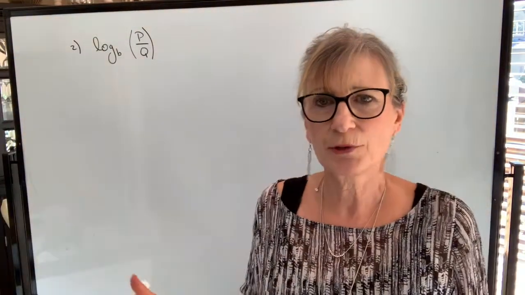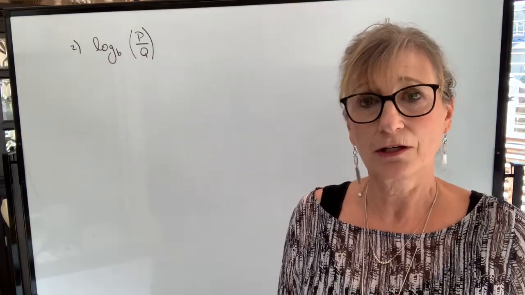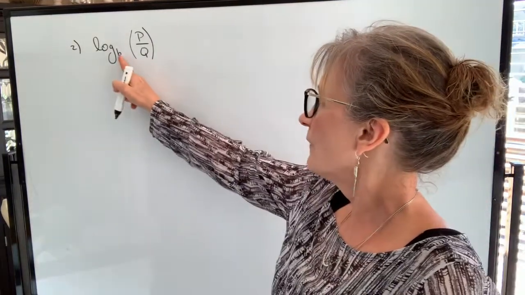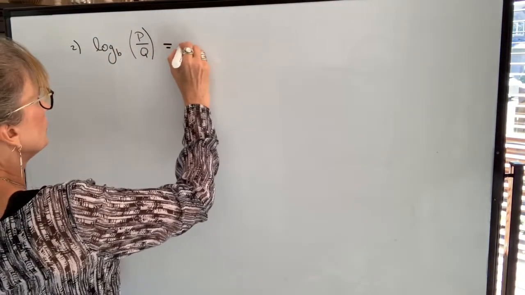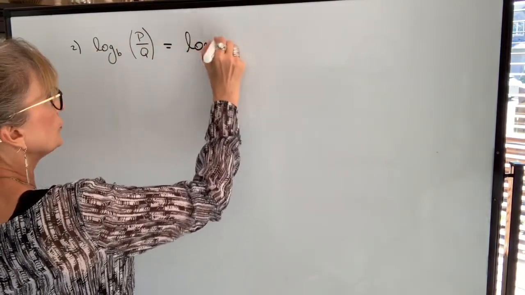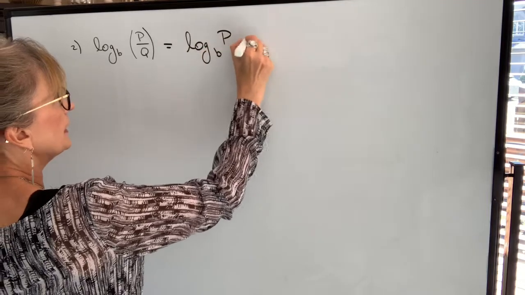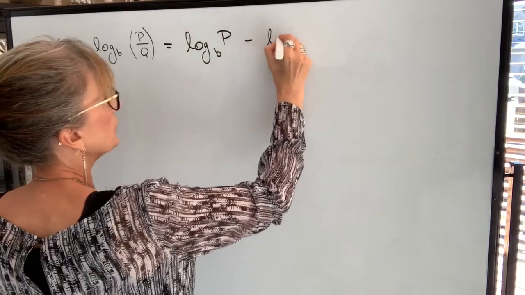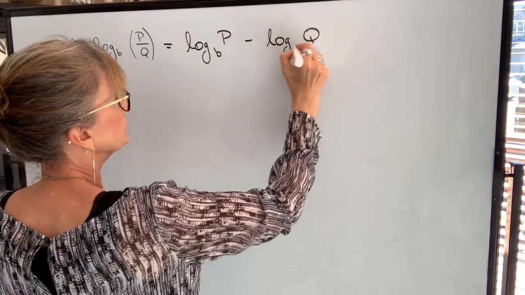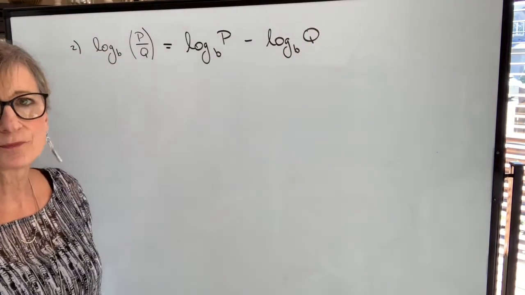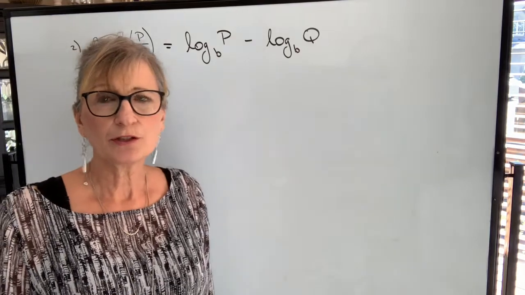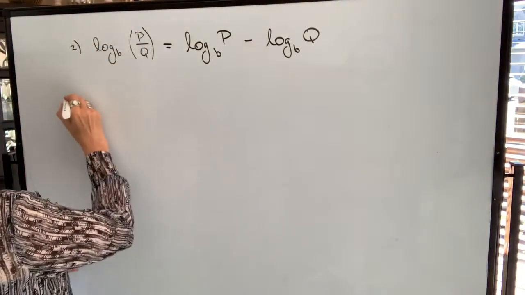The second property is very similar to the second law of exponents. If you have the log of a quotient, this will be equal to the log of the numerator minus the log of the denominator. And notice I keep the base the same all the time. Again, I'm not going to do a proof, but I will illustrate this with an example.